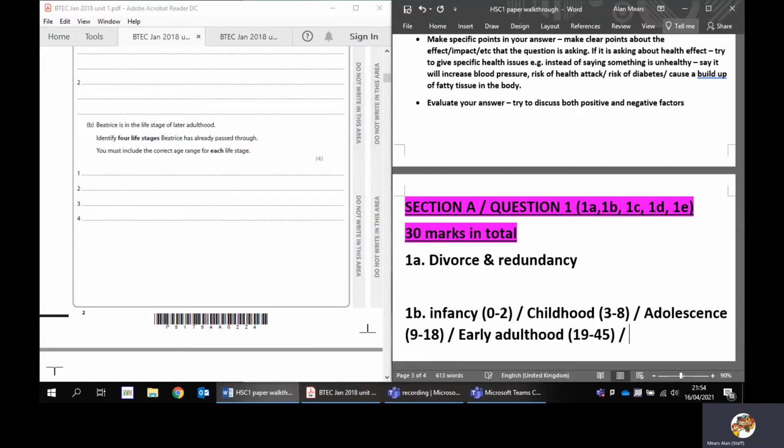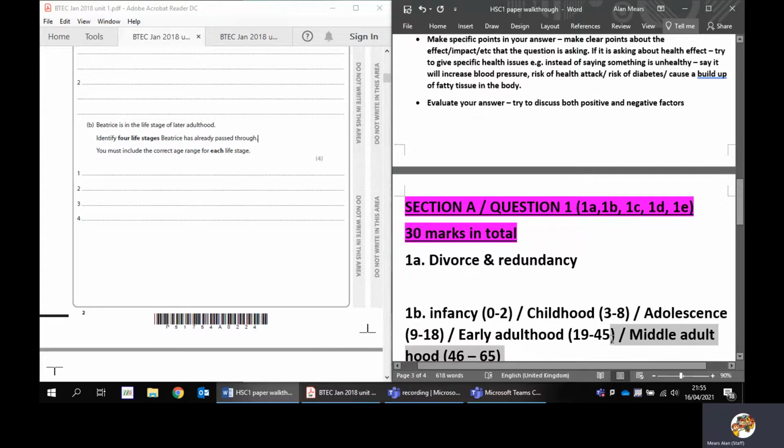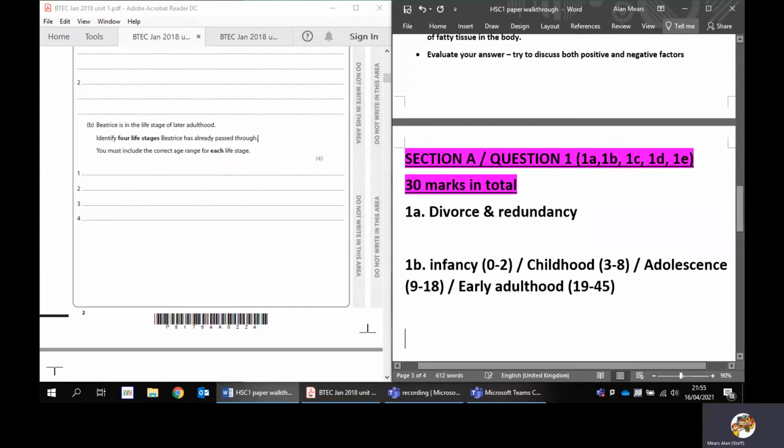Just to continue, because we're talking about life stages, the next one that comes after that is middle adulthood, which is 46 to 65. And then the current life stage she's in is later adulthood. She hasn't passed through later adulthood yet, as the question asked, so we wouldn't put that one there. You could start with childhood, adolescence, early adulthood, middle adulthood, or you could have done infancy, early adulthood, infancy, adolescence. As long as you got the 4 in the correct order. I'm going to take middle adulthood off because we don't need that for this question.